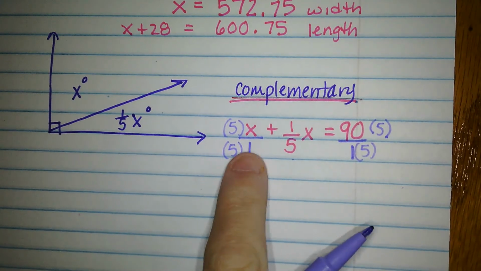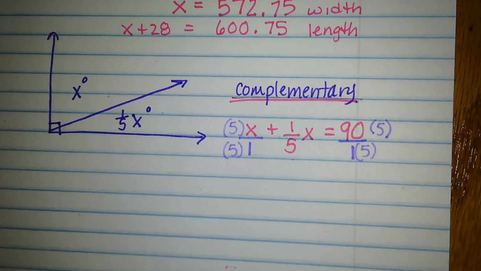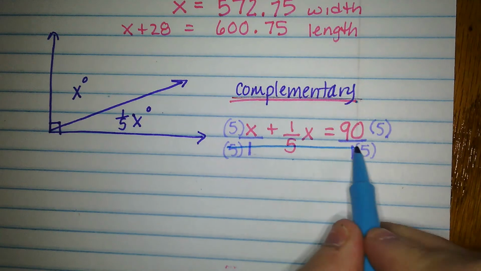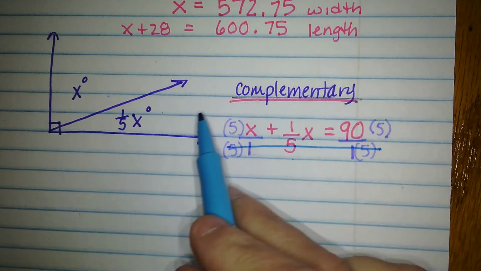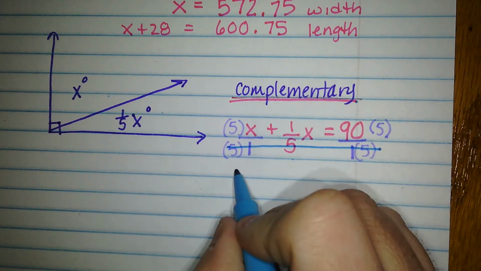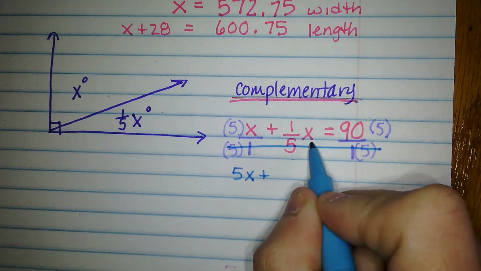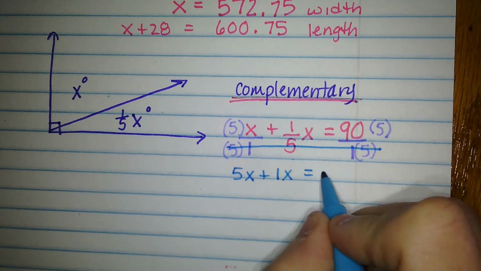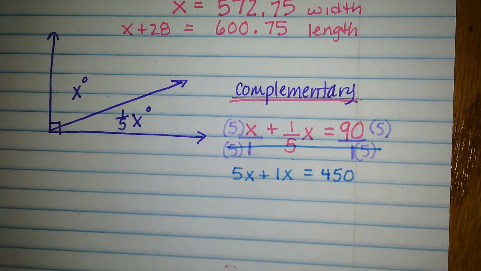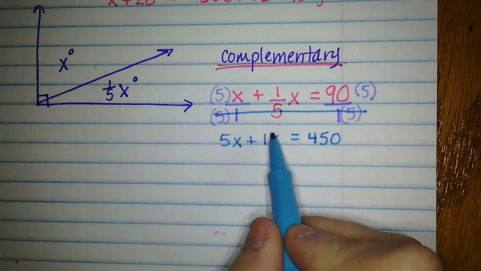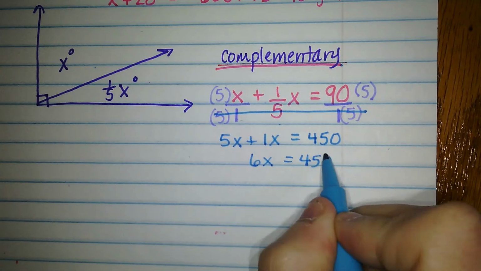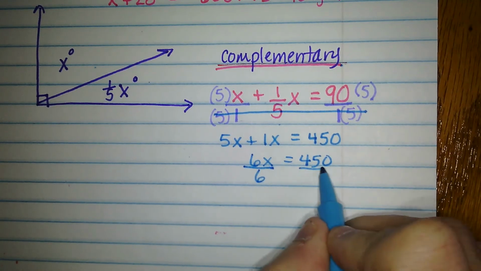Remember that when all of the denominators, every single one of them, are the same, we can just rewrite the numerator and solve for it. So cross out this denominator and solve this numerator. So I've got 5x plus 1x equals 90 times 5, which is 450. That's a big number. Good thing we're adding our like terms up to get our 6x. And then we're going to solve by dividing both sides by 6.